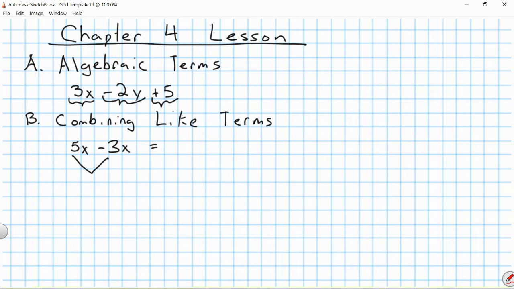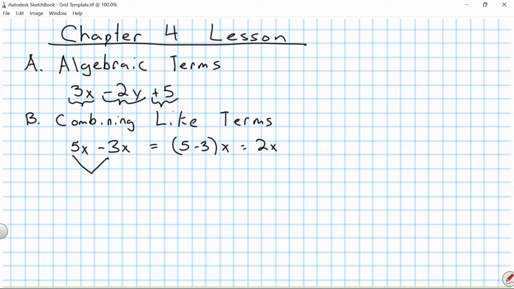Looks like this. What are my coefficients? 5 and negative 3. We could say plus negative 3, but easier than saying that is 5 minus 3. So I combine the coefficients and I keep the variable. And this should make sense. If I have 5 of something and I subtract 3 of those somethings away, I have 2 of those somethings.